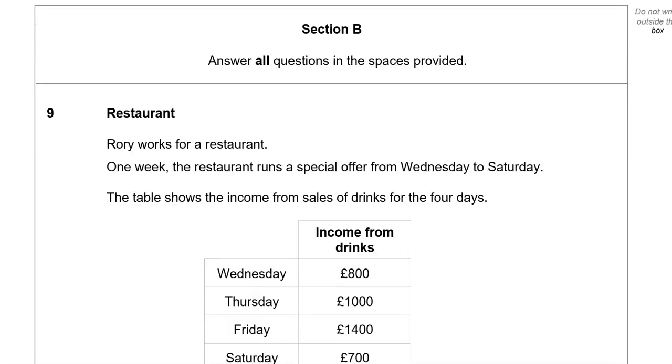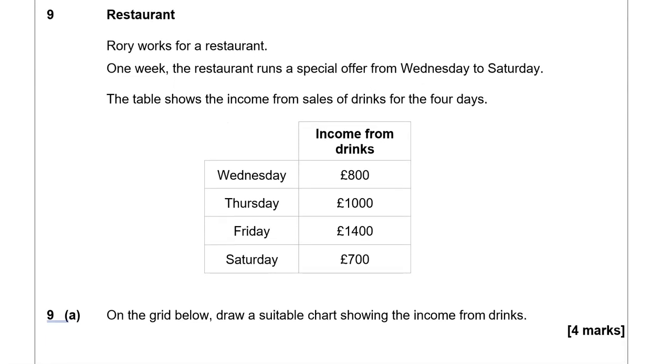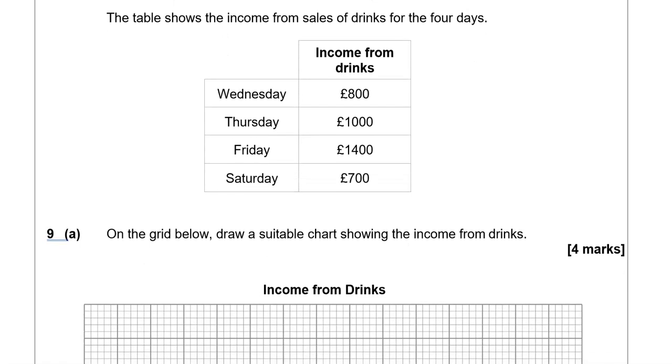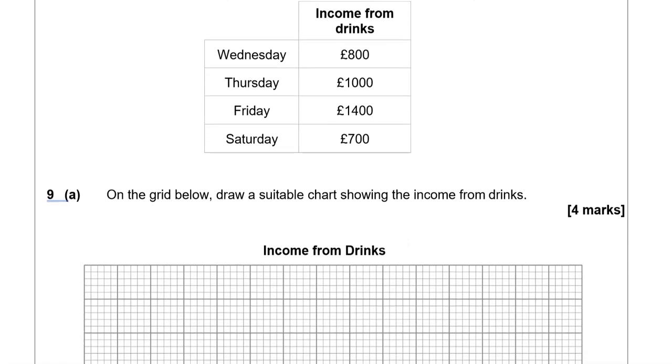Restaurant. Rory works for a restaurant. One week, the restaurant runs a special offer from Wednesday to Saturday. The table shows the income from sales of drinks for the 4 days. On the grid below, draw a suitable chart showing the income from drinks.